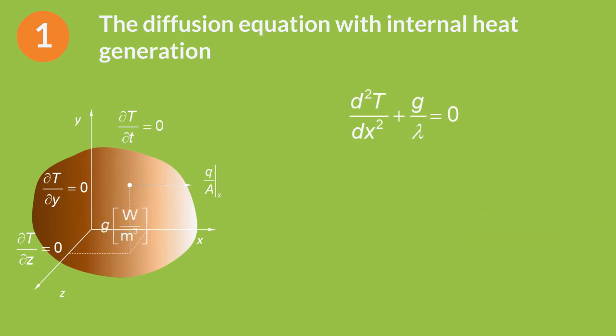We will call G the volumetric internal heat generation in watts per cubic meter. We will consider solids where the thermal conductivity is uniform and does not change with temperature. The heat generated inside is considered to be uniformly distributed.